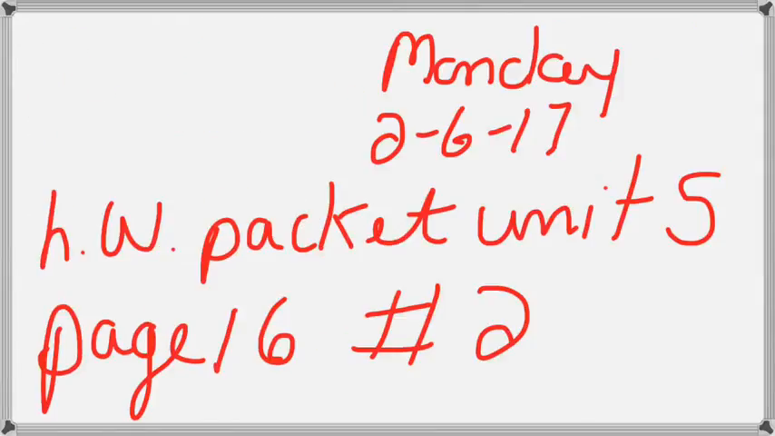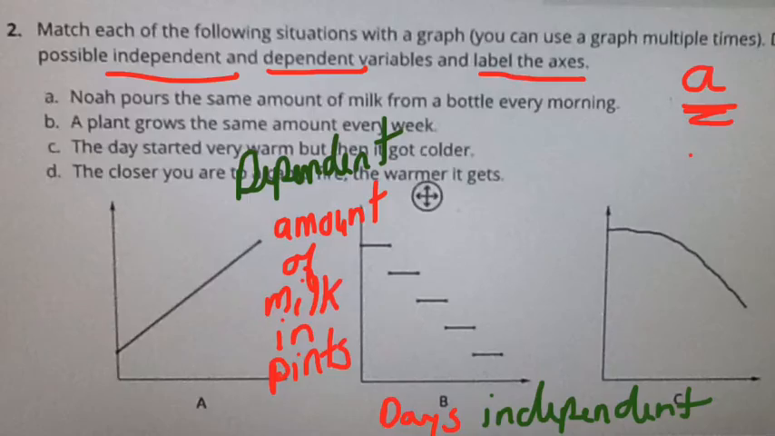Here we go. You're doing, in your homework packet, Unit 5, page 16, number 2. I'm supposed to match each of these 4 situations with one of the graphs, and I'm allowed to choose graphs more than one time because there's only 3 graphs and there's 4 situations. So obviously I'm going to choose at least one more than once. And then I have to give the independent and the dependent variables and label the axes.